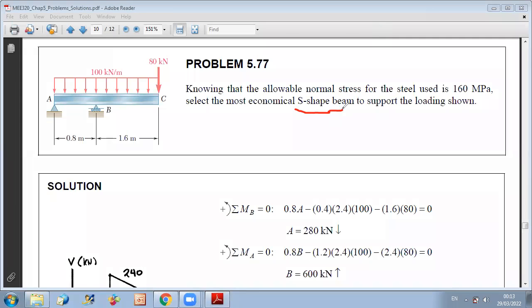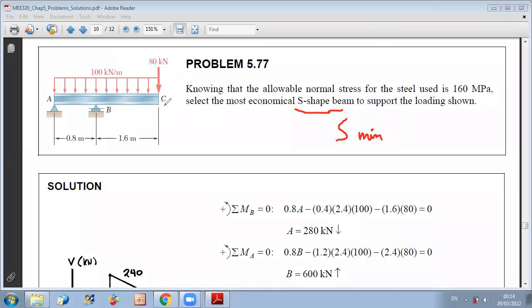So after getting the value of S minimum from design, we go to the appendix and select several available possibilities, and then the appropriate choice will be the one with the smallest cost, which corresponds to the smallest weight per unit length.